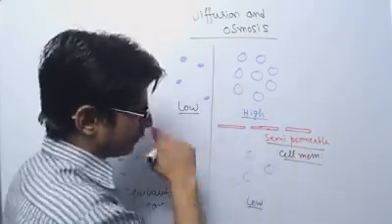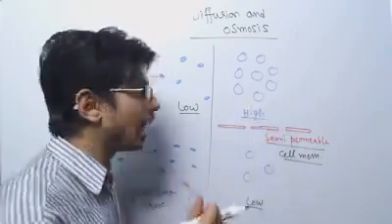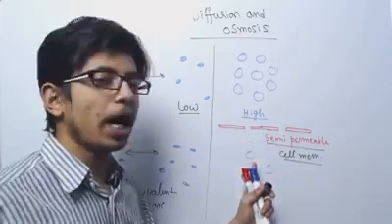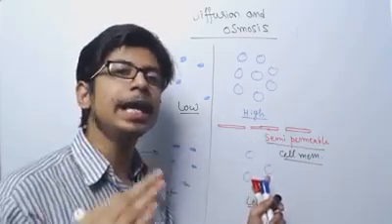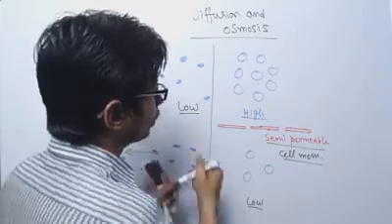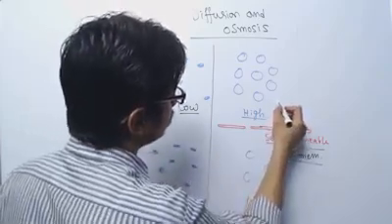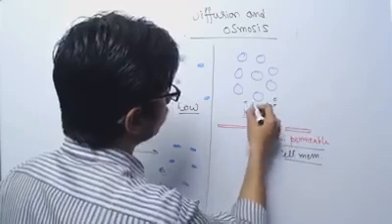So what does that mean? This semi-permeable membrane will not allow glucose to pass. It will only allow water molecules to pass. Now let's say the water molecules, if I draw them, let's draw them with black dots. These are water molecules, for example.